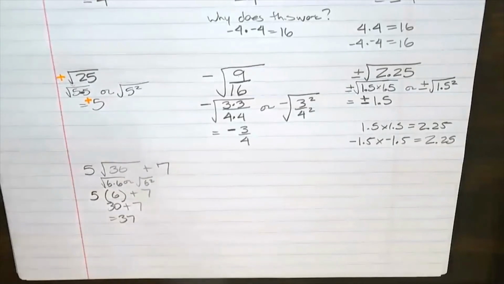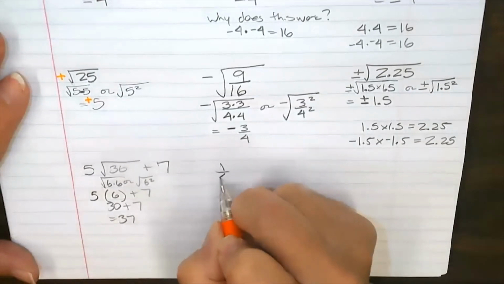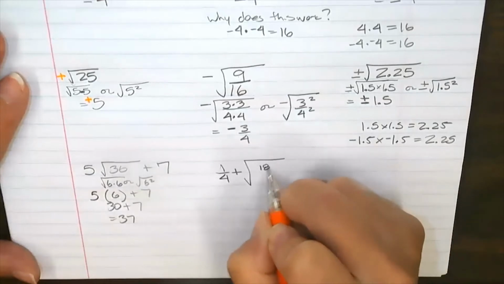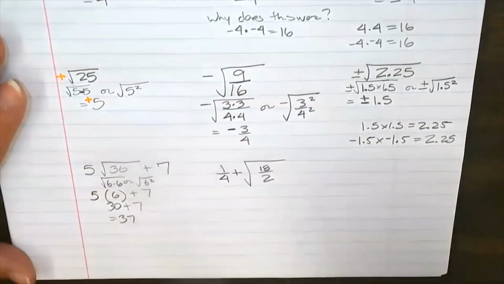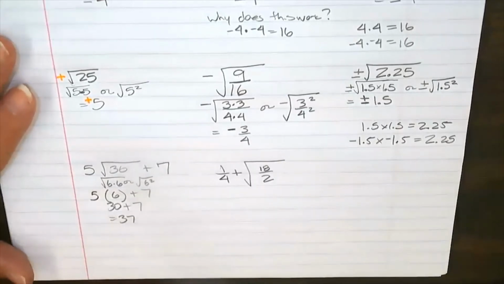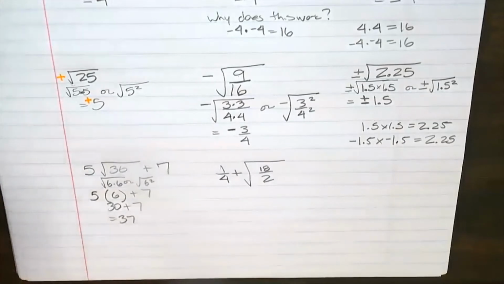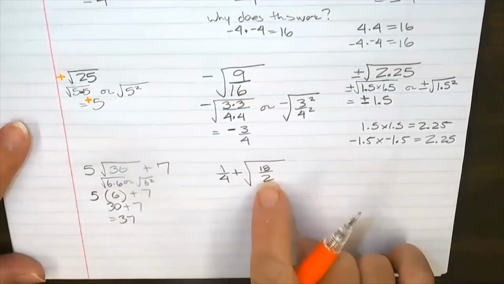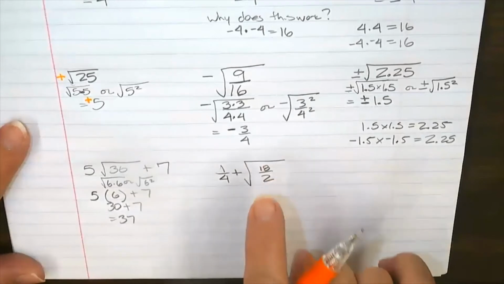So let's take this another step. 1/4 plus the square root of 18 over 2. No, not the dreaded fractions. It's not that bad. So just like parentheses, inside the radical sign, we want to solve what's inside the radical sign first.